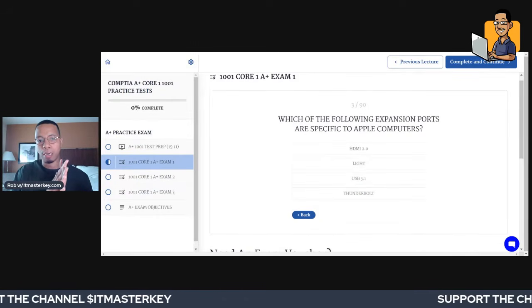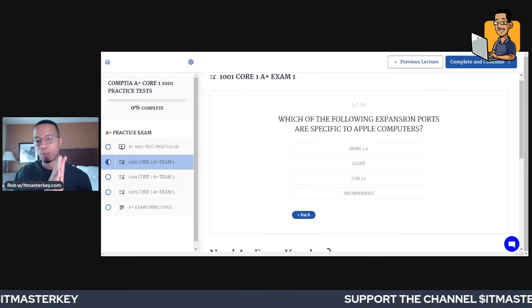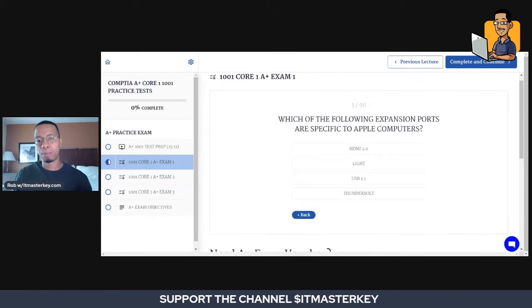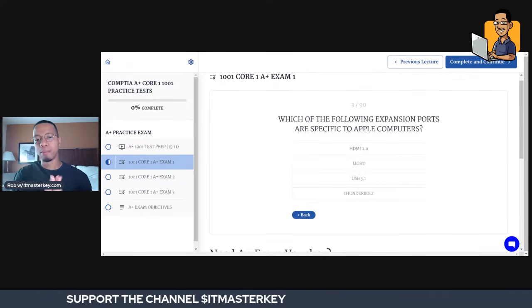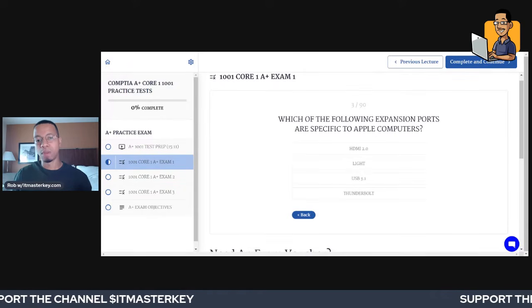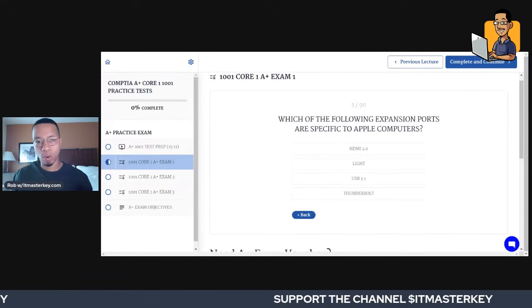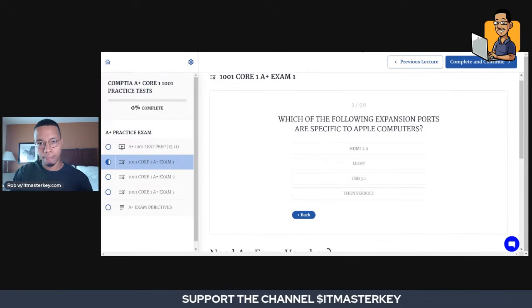All right, so which of the following expansion ports are specific to Apple computers? Would it be HDMI 2.0? Would it be Lightning? Would it be USB 3.0? Or would it be Thunderbolt?